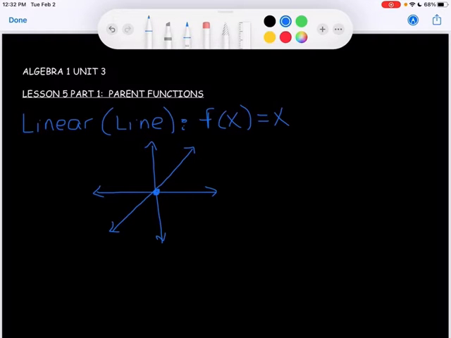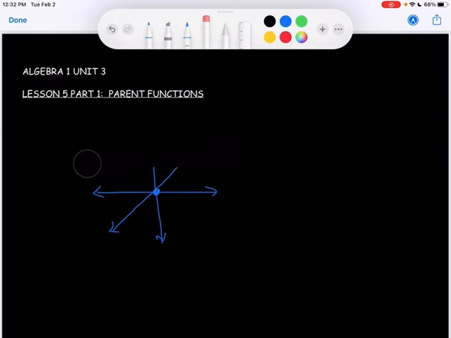Then we have our quadratic. Let me erase this, and let's do the quadratic. Okay. And these are called parents because this is the main function, and then any other type of, if we were talking about linear, any other type of line would be in the same format, but they may have added or subtracted or multiplied by a value.